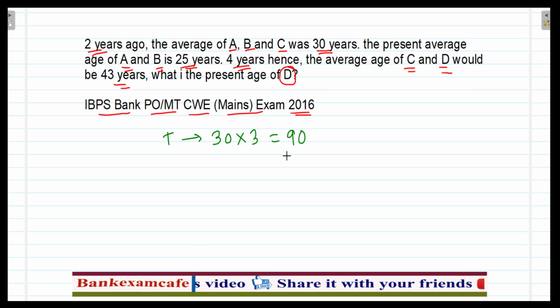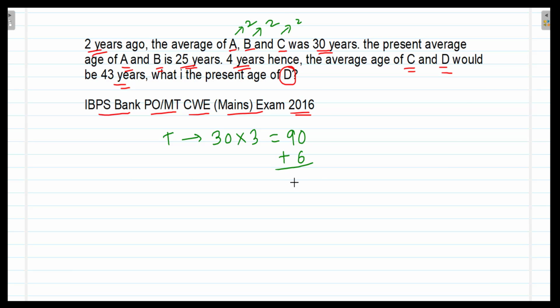But their present age will be what? Their age will increase by 2 years. Everybody's age will increase by 2 years, and so there will be an increase of 6 years. So the total present age of A, B and C will be 96 years. This is their present age, 96 years.